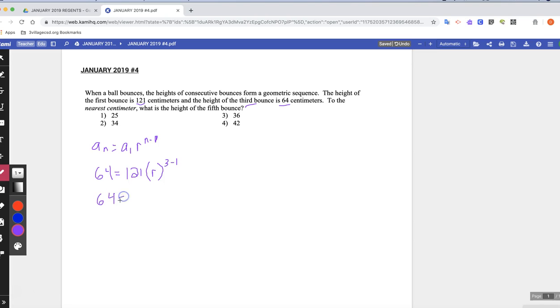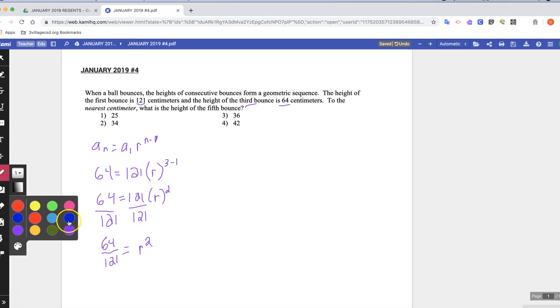So the first thing that we would perhaps want to do is, well, I'll just do 3 minus 1 is 2, and then we'll want to get r squared by itself. So I'll divide both sides by 121. And now I'm going to leave this as 64 over 121, because we really can't reduce that any further. And this equals r squared.